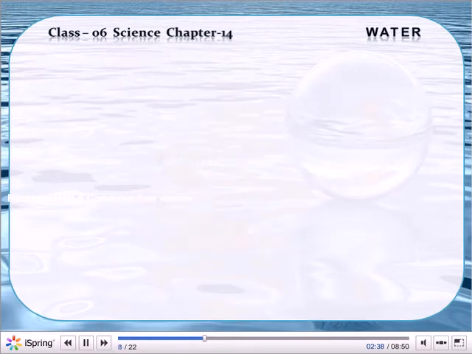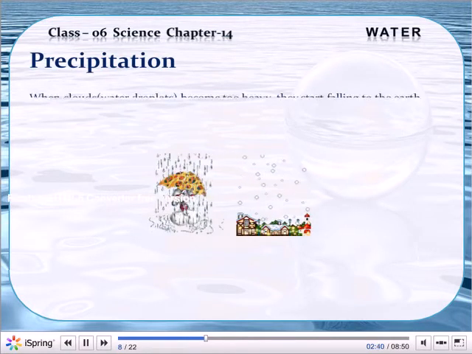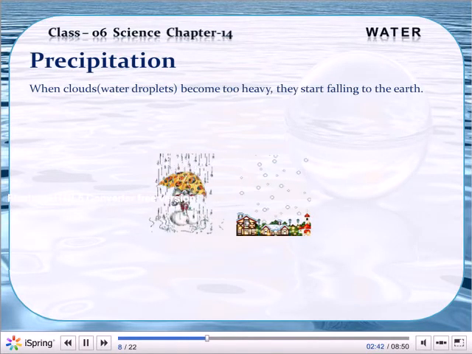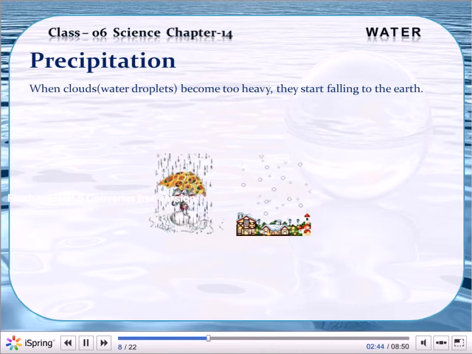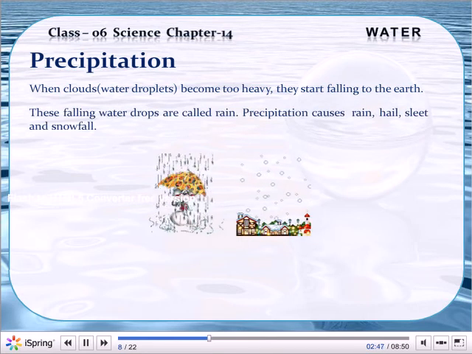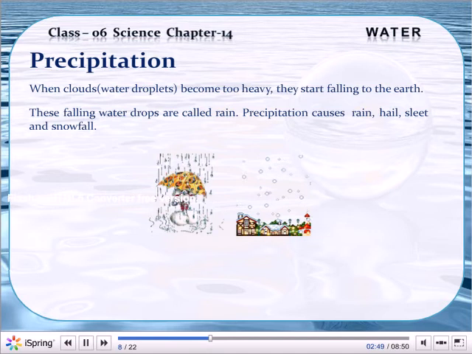drops of water. Precipitation. When clouds or water droplets become too heavy, they start falling to the earth. These falling water drops are called rain. Precipitation causes rain, hail, sleet, and snowfall.